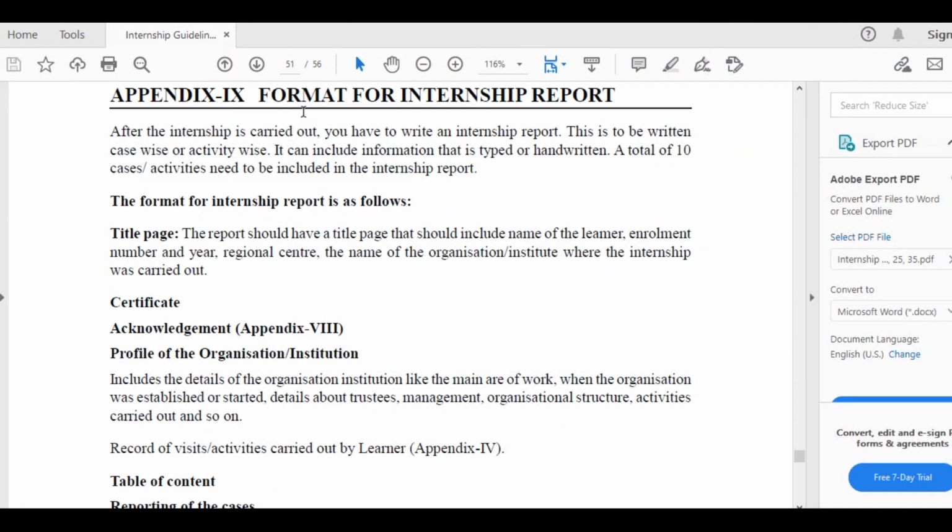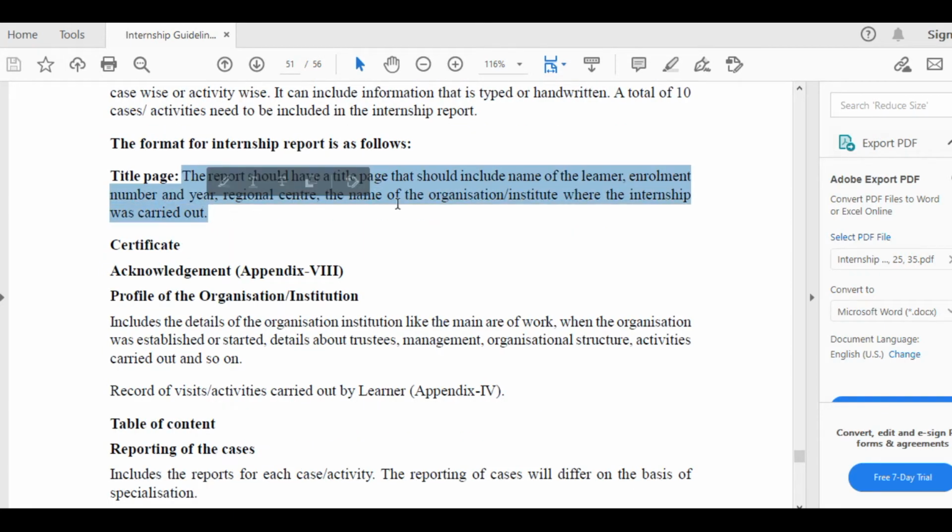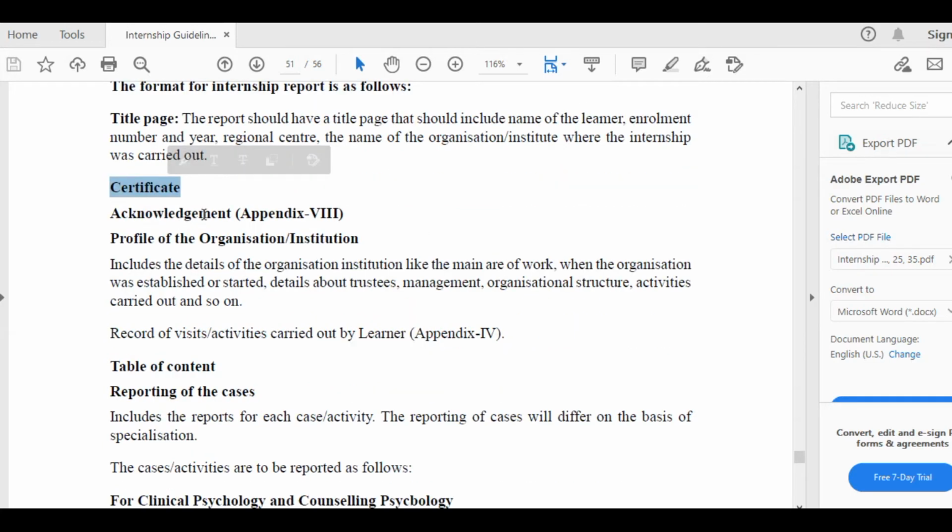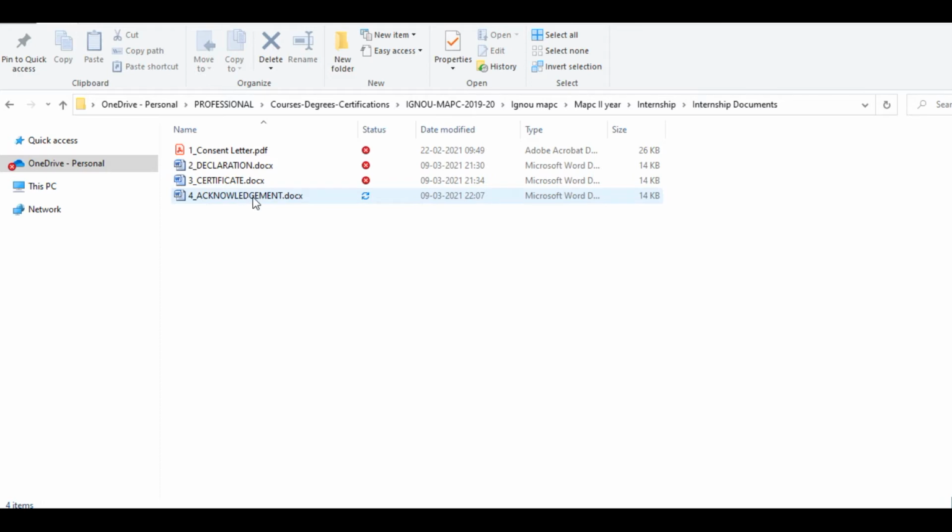So let's come to page number 51, Appendix 9, that is your format of the internship report. The first page is your title page. Now before your title page could be your declaration and the consent letter, you can attach them before the title page. All your details, your enrollment number, organization, the study center, etc. After that, the certificate comes here. Now there is an acknowledgement form as well, that also you have to attach. The acknowledgement has been given in Appendix 8, so I have given the acknowledgement document over here after the certificate.